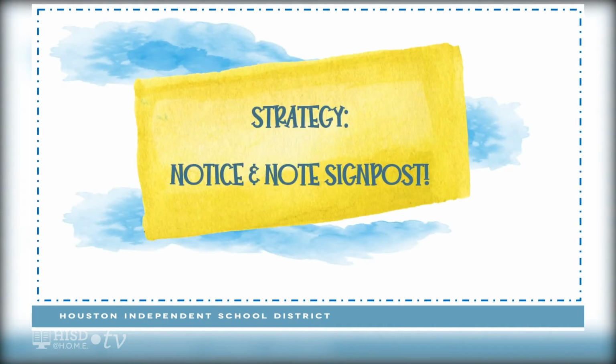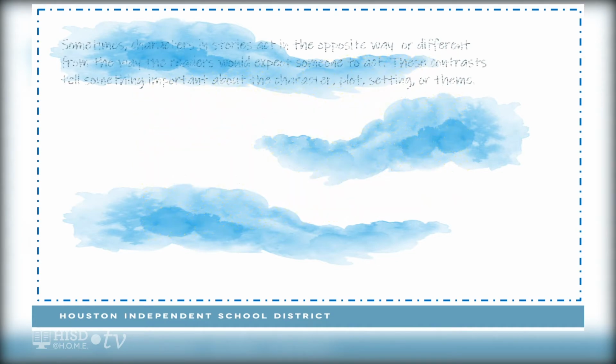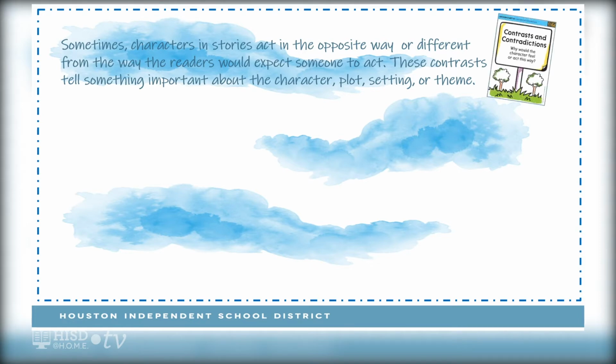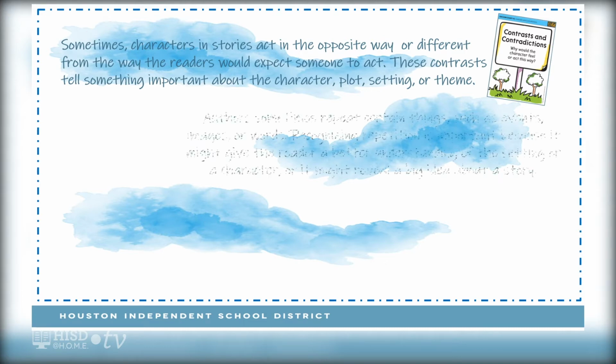Let's review a strategy called Notice and Note, Signpost. Sometimes characters in stories act in the opposite way or different from the way the readers would expect someone to act. These contrasts tell something important about the character, the plot, setting, or theme. Contrasts and contradictions. Why would the character feel or act this way?